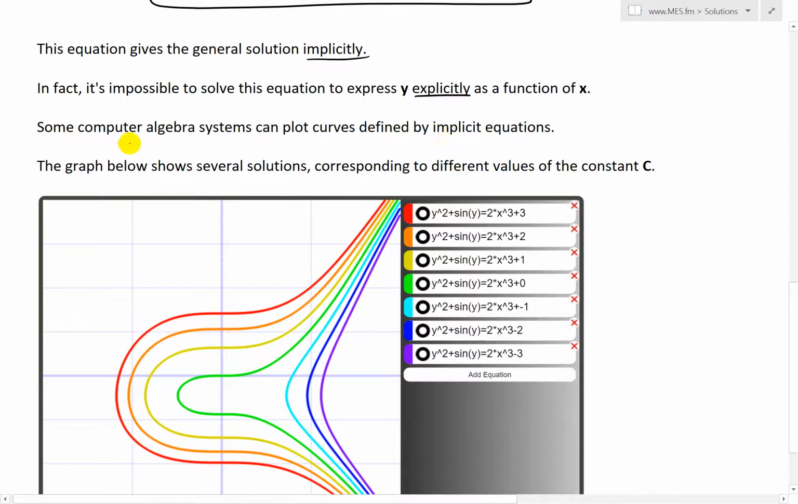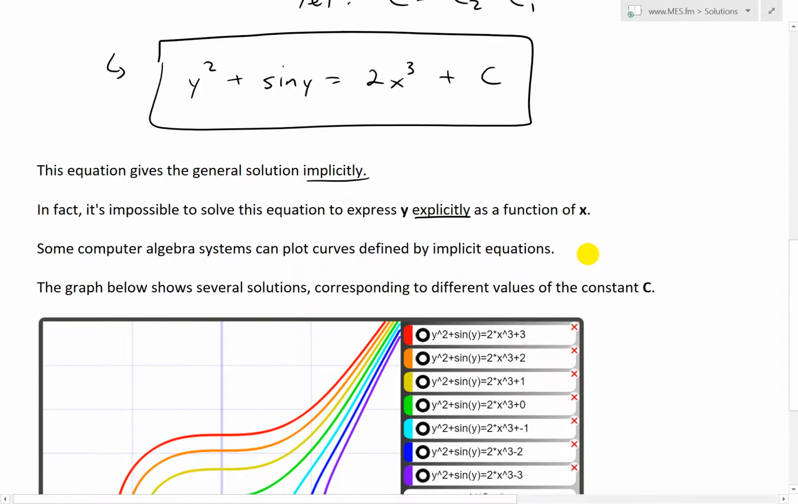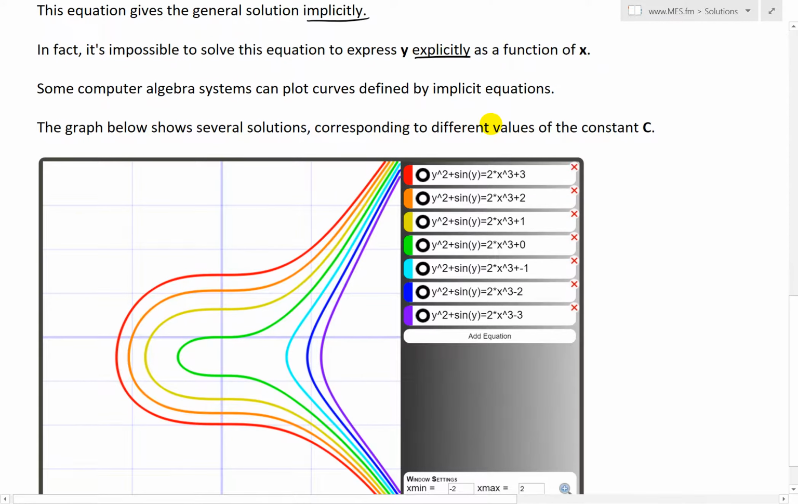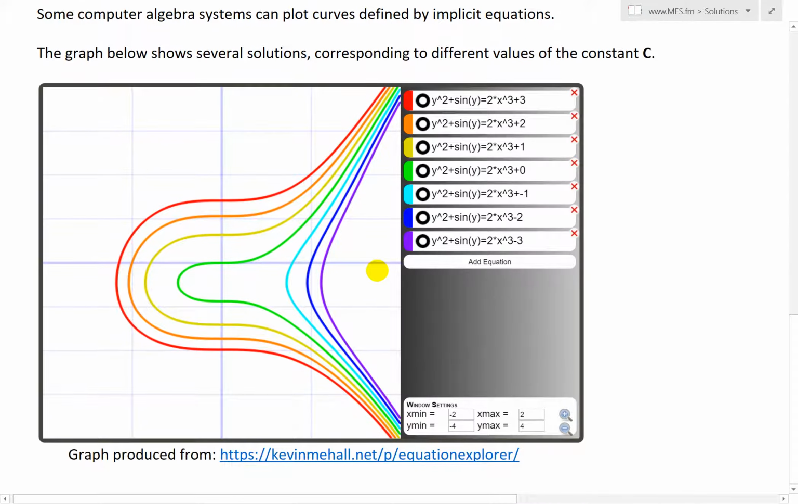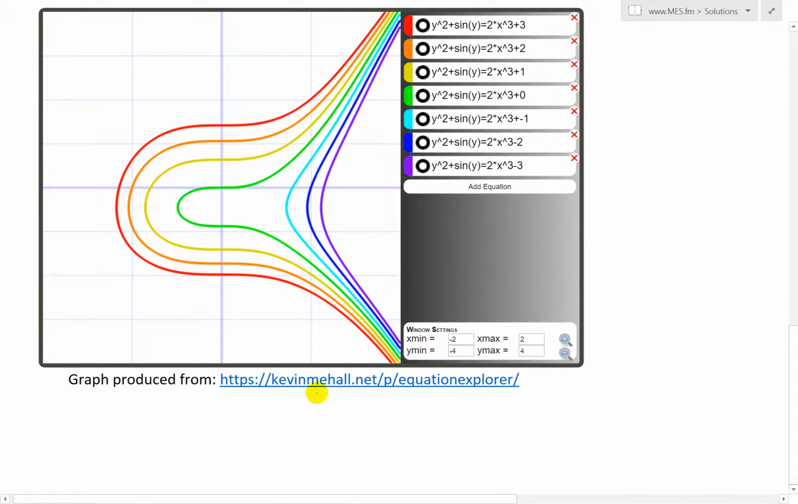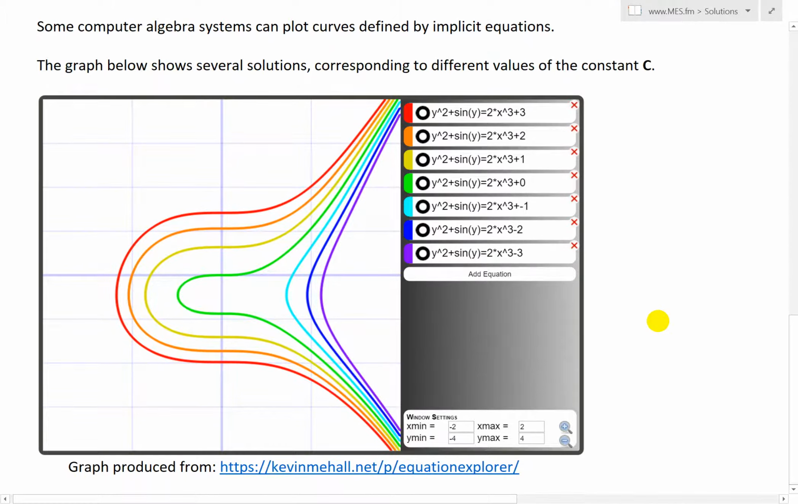But some computer algebra systems can plot curves defined by implicit equations. So even if you don't have y as a function of x directly, you can still graph these using some computer systems. The graph below shows several solutions corresponding to different values of the constant c. This graph was produced from a website, which I'll go to in a bit.